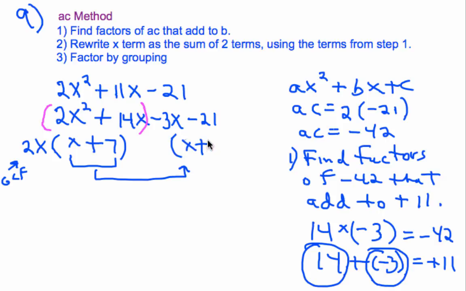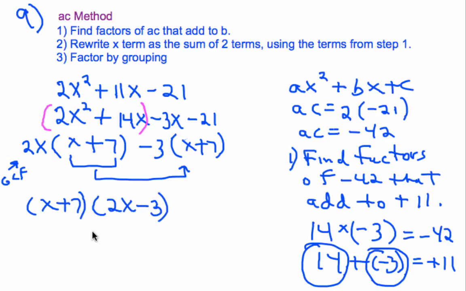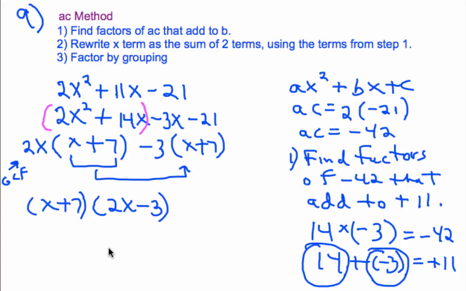And we now need to determine what times x gives me negative 3x. Well, it'll be negative 3. And we see negative 3 times positive 7 is negative 21. So this works out. And now we finish off factoring by grouping by taking out the common binomial. And we're left with 2x minus 3. And we see this is the same answer we got before using the trial and error method.